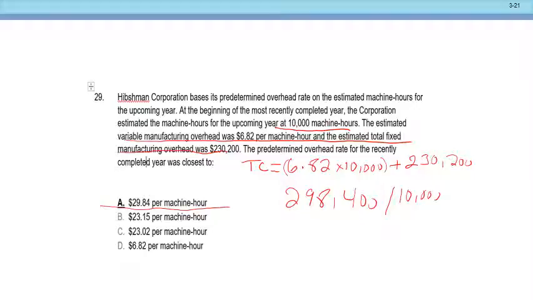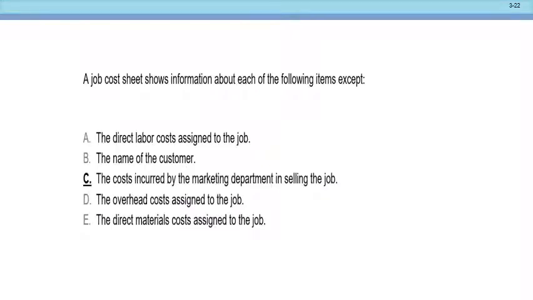Okay, so I didn't lie. I told you we would start with giving you, we didn't actually give you the equation, but we gave you the pieces of the equation. You had to assemble them to come up with the total cost, divide that by the number of units, and you were able to get the predetermined manufacturing overhead rate, weren't you? Okay, good. Let's take a look at this one.